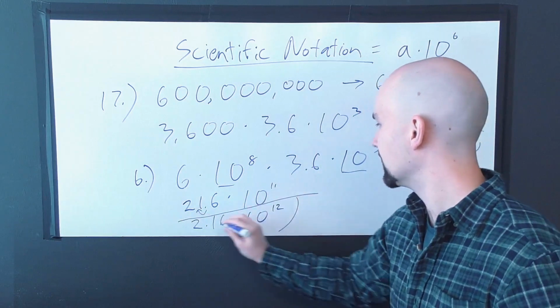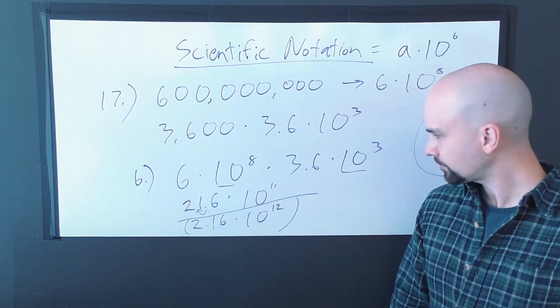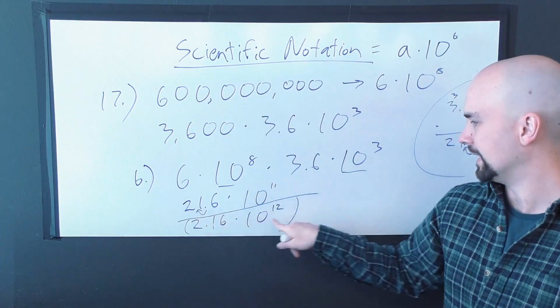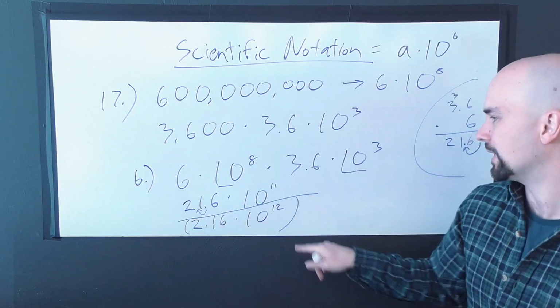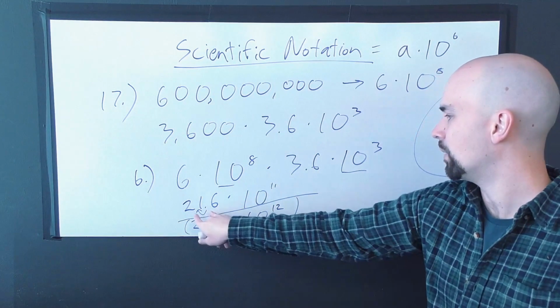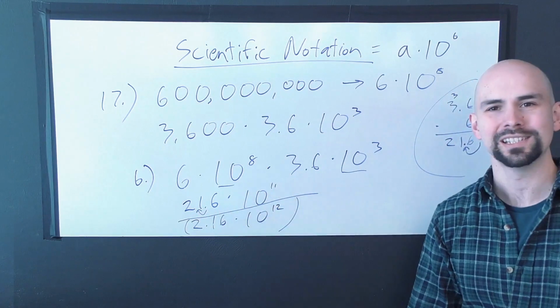And you can check your work by saying, all right, does this number equal this one? Yes, it does, because 2.16 times 10 to the power of 12, in other words, moving the decimal place over 12 times, would be the same as 21.6, where the decimal's already been moved over 1 times 10 to the power of 11. So there you have it.